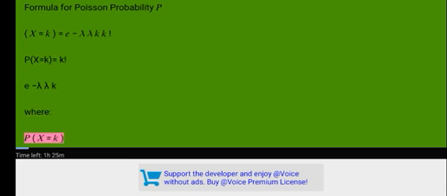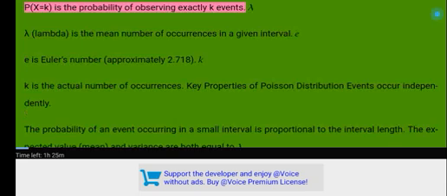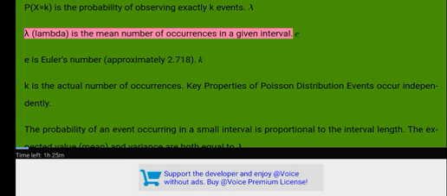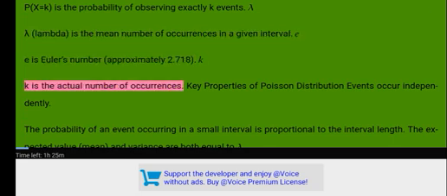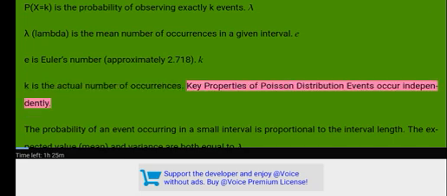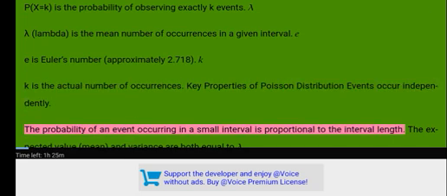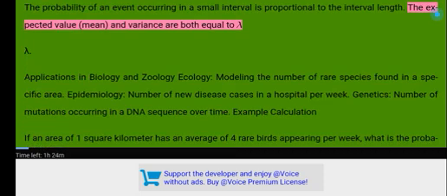Where P(X = k) is the probability of observing exactly k events. Lambda is the mean number of occurrences in a given interval. e is Euler's number, approximately 2.718. k is the actual number of occurrences. Key properties of Poisson distribution: events occur independently. The probability of an event occurring in a small interval is proportional to the interval length. The expected value, mean, and variance are both equal to lambda.